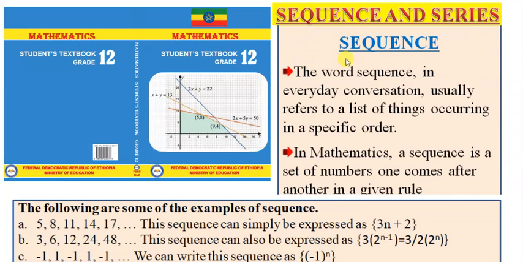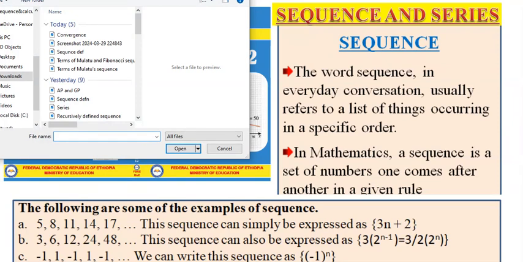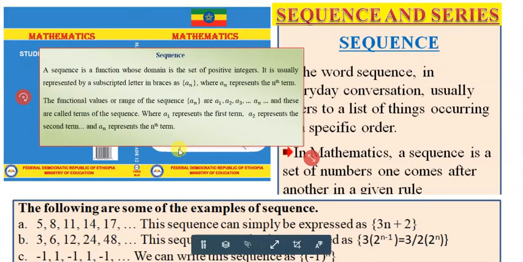First, let us begin with the definition of the sequence. The word sequence in everyday conversation usually refers to a list of things occurring in a specific order. But in mathematics, a sequence is a set of numbers, one coming after another in a given rule. We also define a sequence as a function whose domain is the set of positive integers.